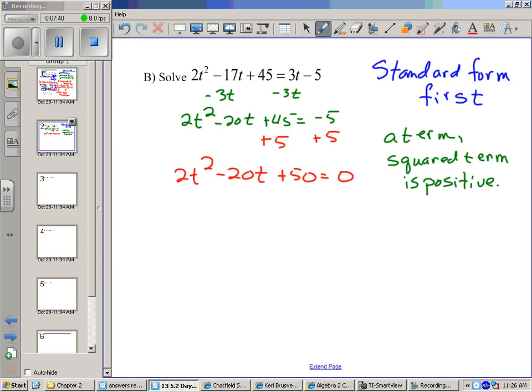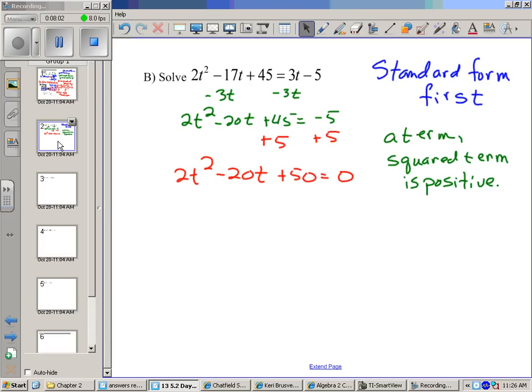It works out so much nicer if a is a positive number, not a negative number. If it's a negative number, go ahead and divide everything by a negative 1. Since I'm dividing 0 by a negative 1, it's just going to work out so it's positive. So I'm going to make sure that my a term, my squared term, is positive.